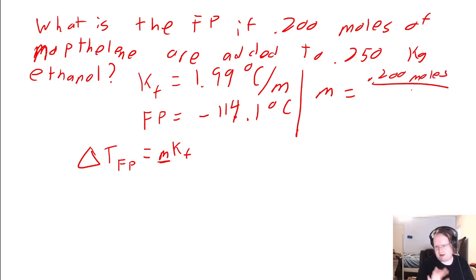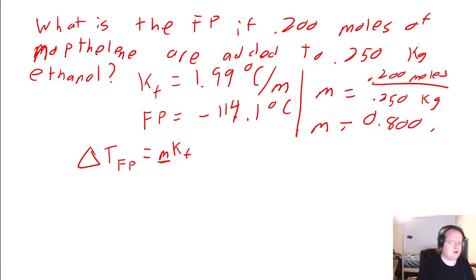So it's a non-volatile substance. It's going to be 0.2 moles. And then it's moles per kilogram, and we're already in kilograms for ethanol. So this problem was purposely set up to be a one-step quick problem. Ooh, I dropped my calculator. So if we do that, we will get that our molality is, and I should have been able to do that in my head, 0.800 molal.